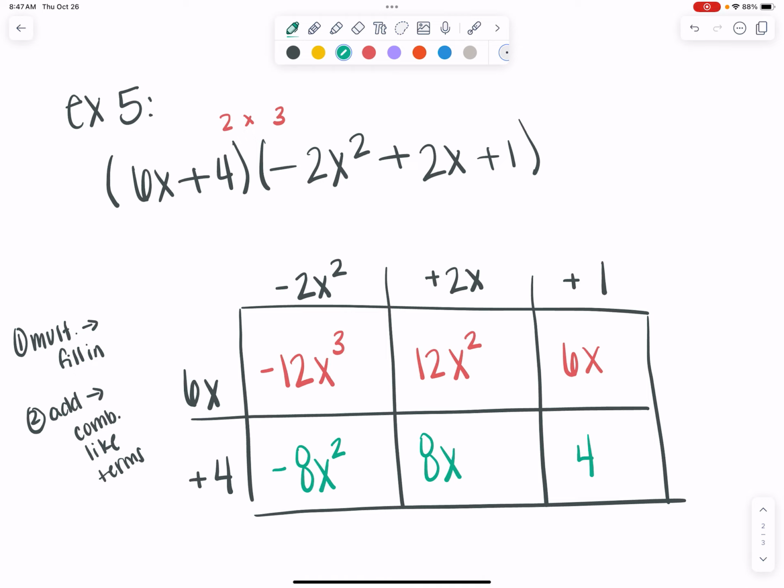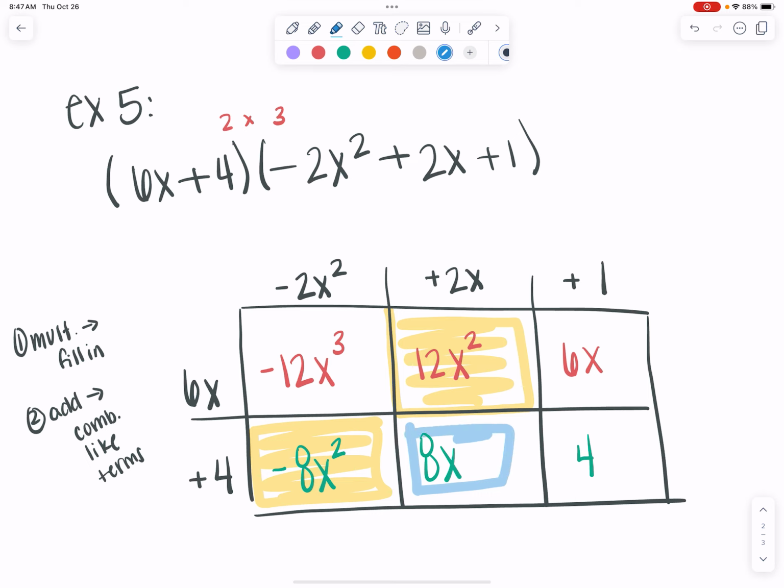Now I've got to look to see, do I have any like terms? And sure enough, I have quite a few like terms. I've got the x squared terms, and then I also have these two x terms. And now, here's where students go wrong. Once you have multiplied, now I am going to add to combine like terms. So I multiply to fill in the box, and then I'm going to add to combine like terms.